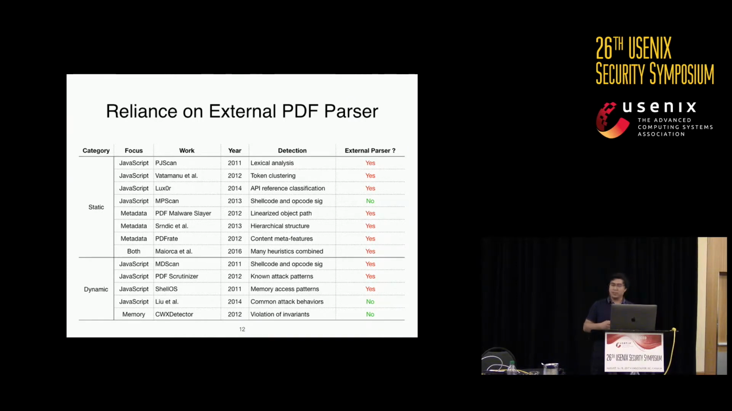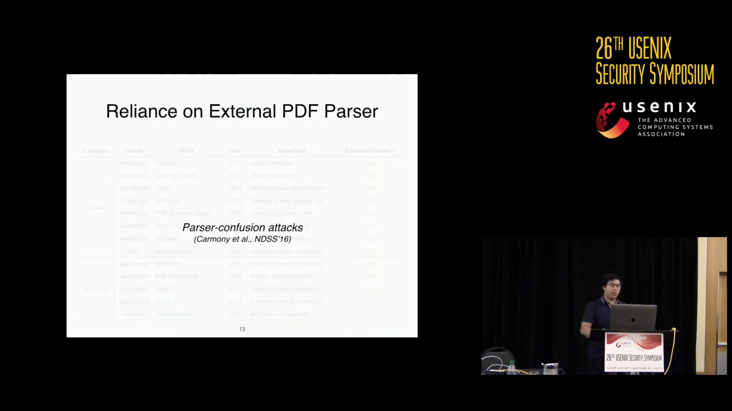The first thing is that there's a large reliance on PDF parsers, and these parsers are not from Adobe. They're different from the original PDF parser Adobe uses. We generally think these external PDF parsers can provide the same functionality as the Adobe PDF parser, but it turns out that's not the case. Last year at S&P, parser-confusion attacks showed that external PDF parsers are not capable of parsing these PDF files correctly, or at least not the same as Adobe Reader.